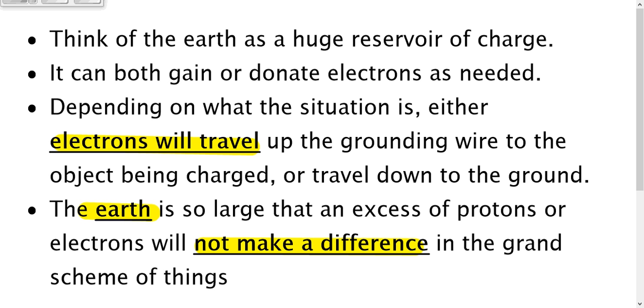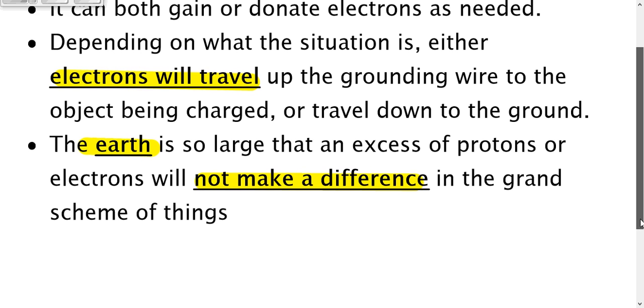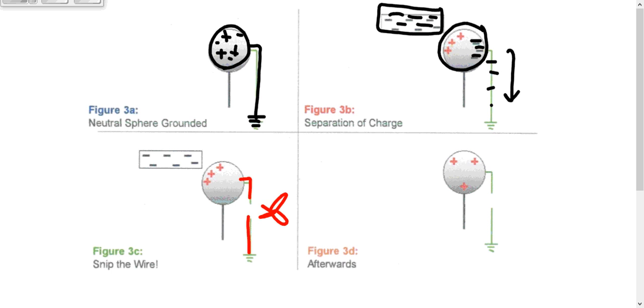Depending on what the situation is, electrons will either travel up that grounding wire to the object being charged or travel down the grounding wire. And the Earth is so large that an excess of protons or electrons doesn't make a difference in the grand scheme of things. So we've got some diagrams here. Here is my neutral sphere. I know it's neutral in 3A because it's got 3 positive charges and 3 negative charges. This here with the 3 lines at the bottom indicates a ground. So this is a grounding wire.